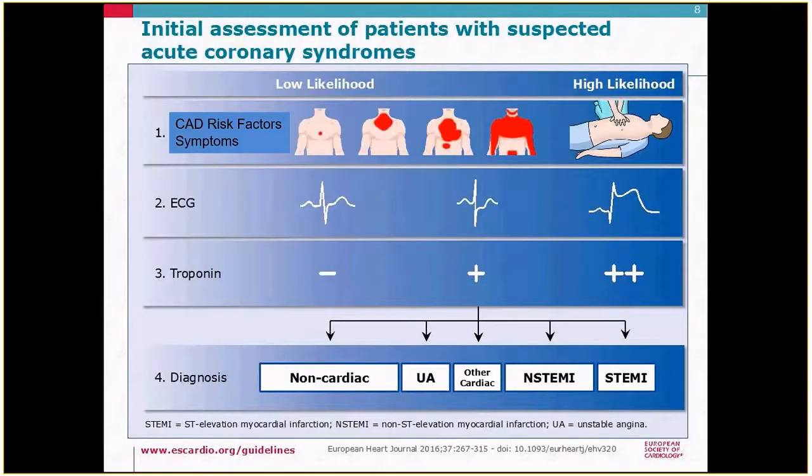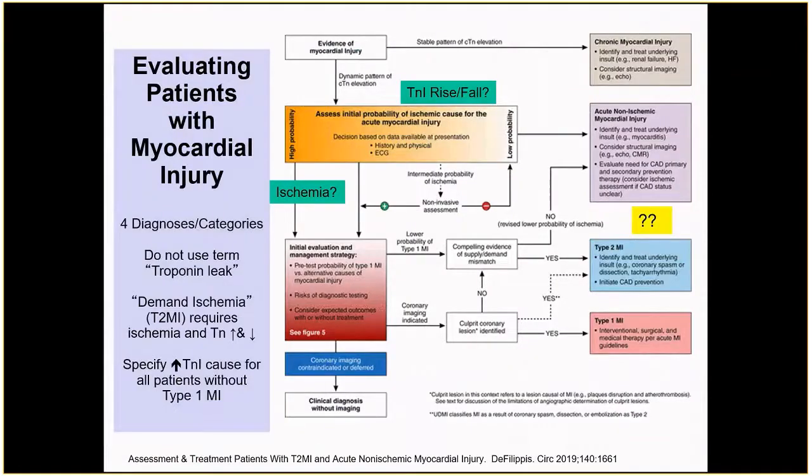First slide here again is taken from the European guidelines and just emphasizes that we want to use risk factors and symptom presentation plus EKG plus troponin elevations to diagnose and categorize our patients. And mainly what we're looking for is trying to identify the patients with significant CAD and ongoing ischemia for our cath and our antiplatelet and our anticoagulant therapies.